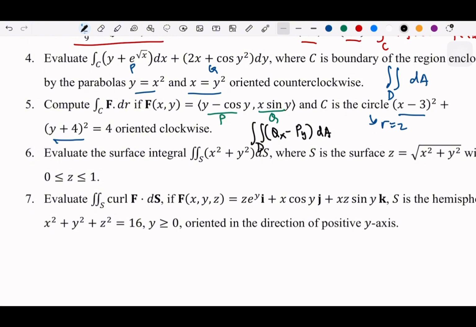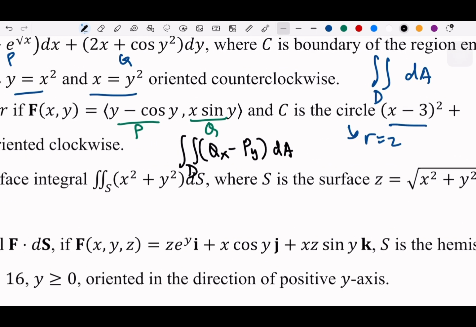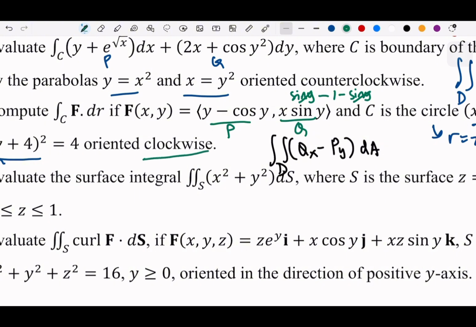Okay. Right. So you just see this QX, QY, and then I think the D can be explained using this 4 pi. Because if you see the result, QX is just sine Y. So sine Y minus PY is 1. This will be minus sine y, right? So it's canceled. And since this is clockwise, so this should be negative in the front. So negative, negative 1 is just dA.